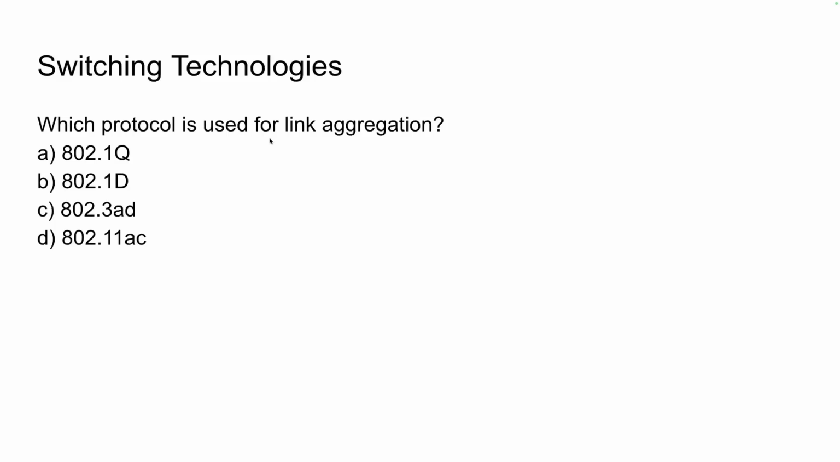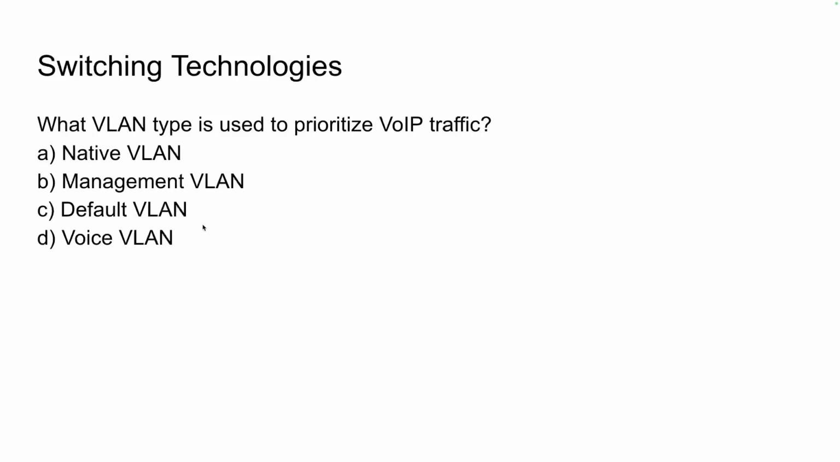Which protocol is used for link aggregation? Completely spaced on this. I have not memorized these. I'm going to say 802.1Q is what I'm going to say. Or 802.3ad. 802.3ad. Very good. Okay, very good. That is indeed the answer.